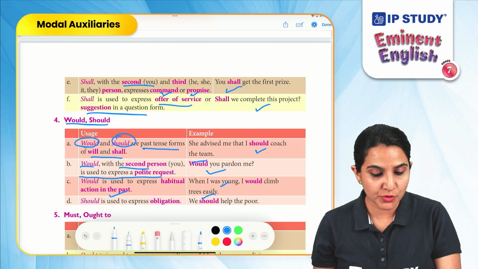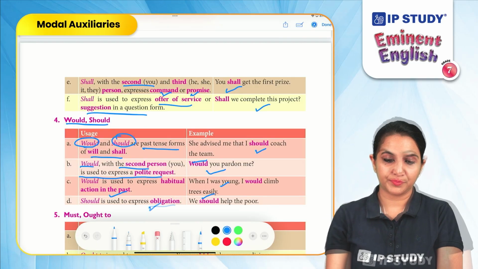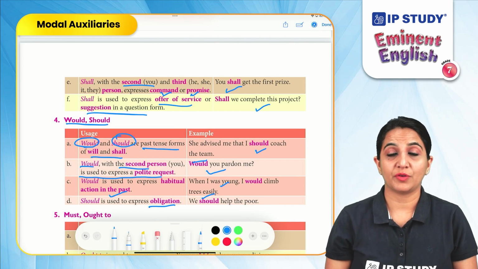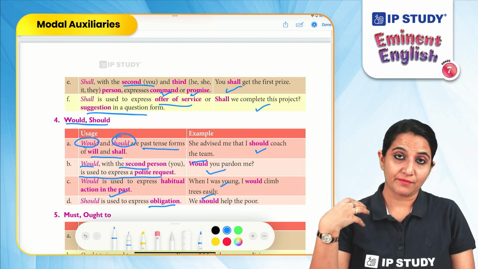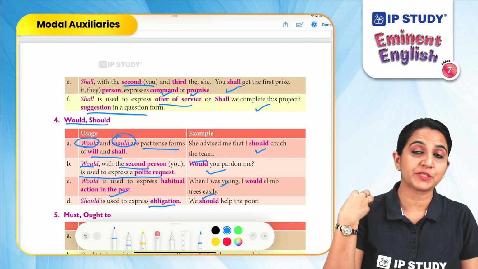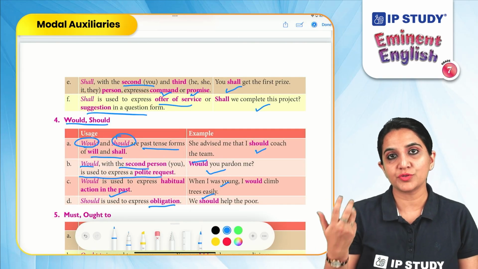Should is used to express obligation. We should help the poor. We should save the environment. So, when there is an obligation, when we are required to express an obligation, we use should.